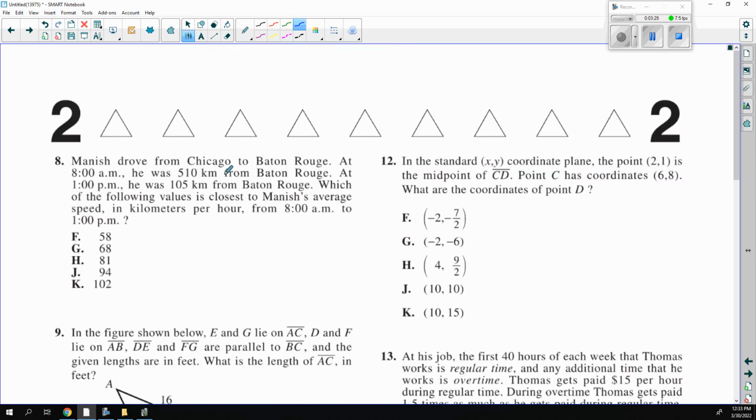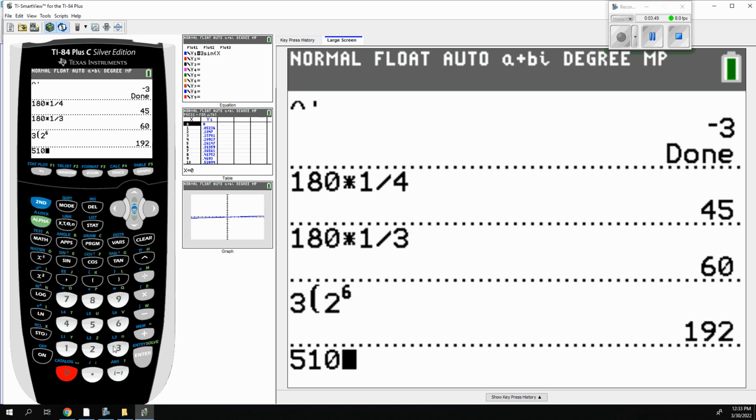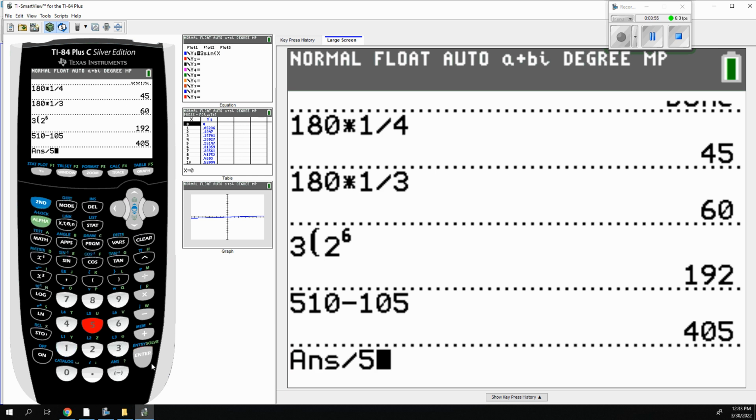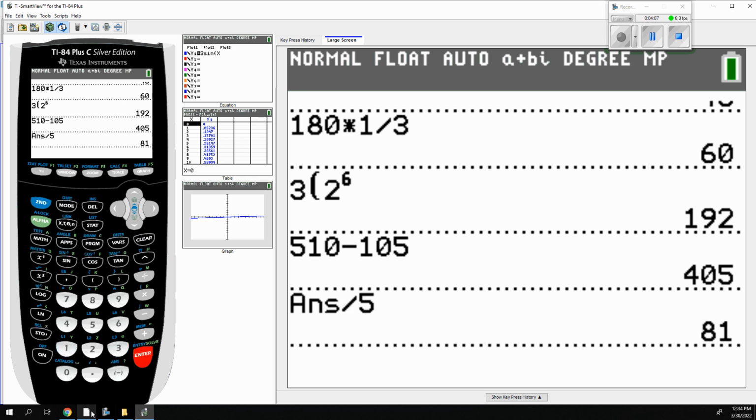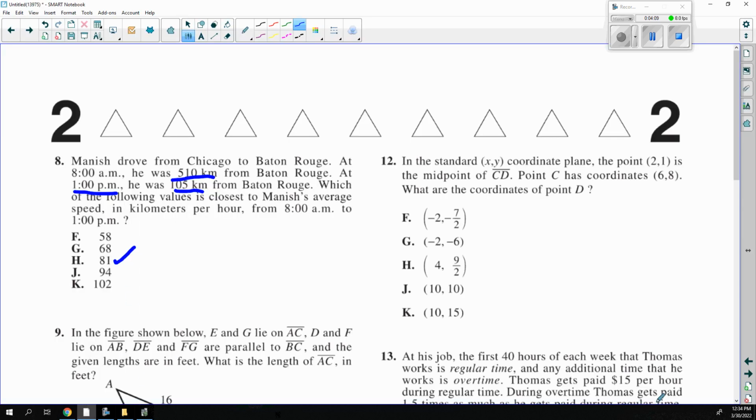Next page. We drove from Chicago to Baton Rouge, long drive. At 8 a.m. we were here, so we are at 1 p.m., we're 105. So how much closer are we? It's 510 minus 105. That's how far we've gone. And I think we did it in 5 hours because we are counting 8 to 1. That's 8, 9, 10, 11, 12, 1. So the answer I got was 81, H.